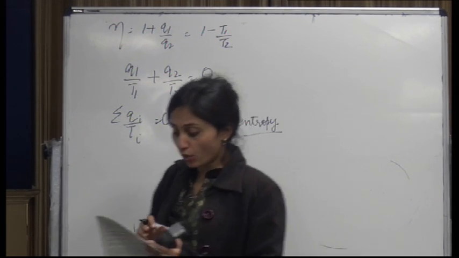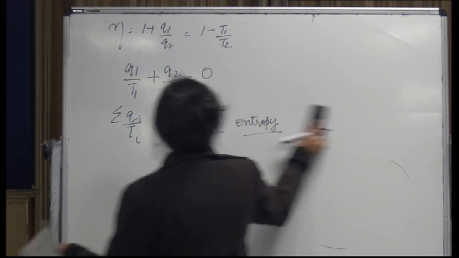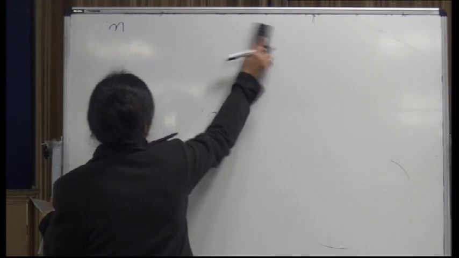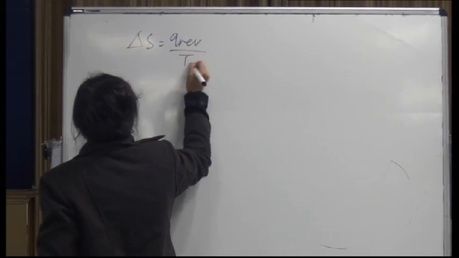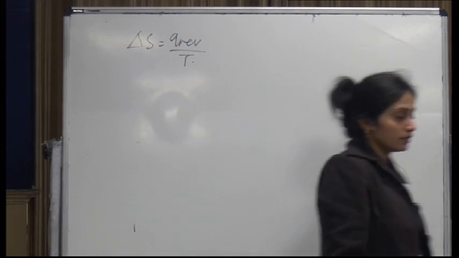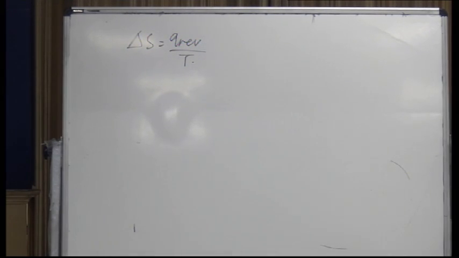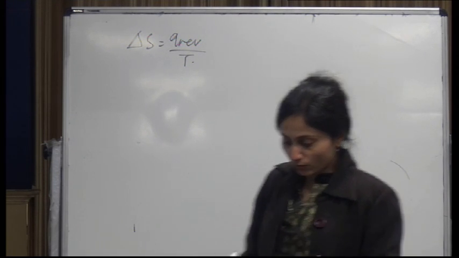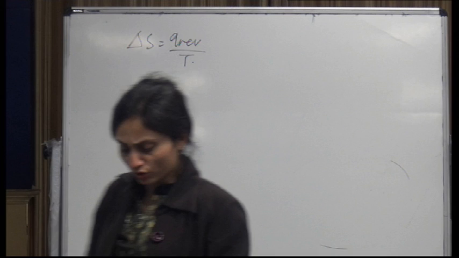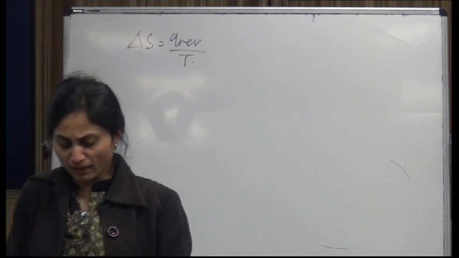Now entropy is nothing but delta S is equal to Q reversible upon T. It may be defined as the quantity of heat absorbed isothermally and reversibly divided by the absolute temperature.